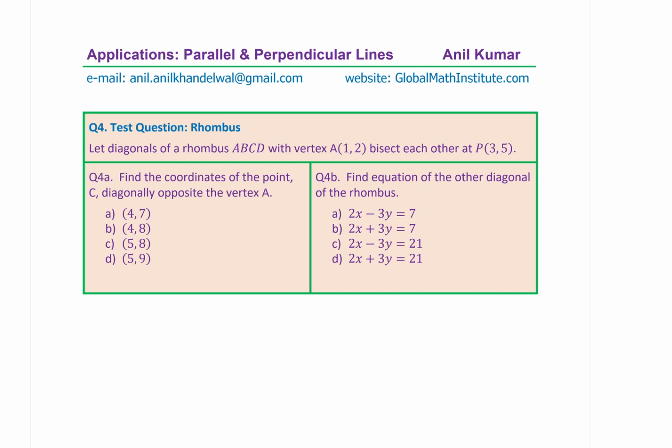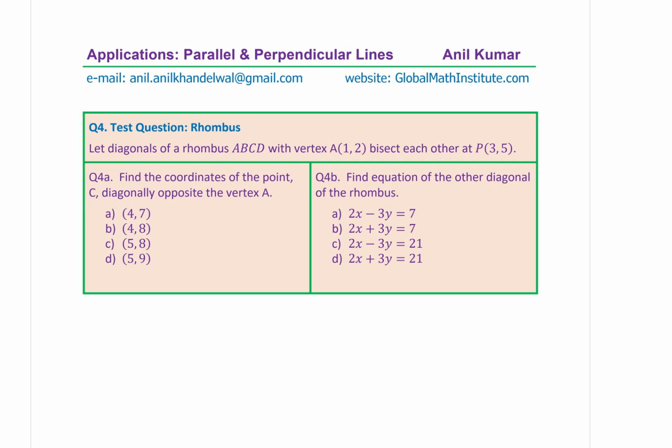The question here has been converted to a multiple choice question. I'd like you to apply some strategy to find this answer. Let the diagonals of a rhombus ABCD with vertex A, which is (1, 2), bisect each other at P. A. Find the coordinates of the point C diagonally opposite the vertex A. We are given four choices. B is find the equation of the other diagonal of the rhombus. Four equations are given to us as choices. So I'd like you to now pause the video, answer this particular question, and then look into my suggestions.